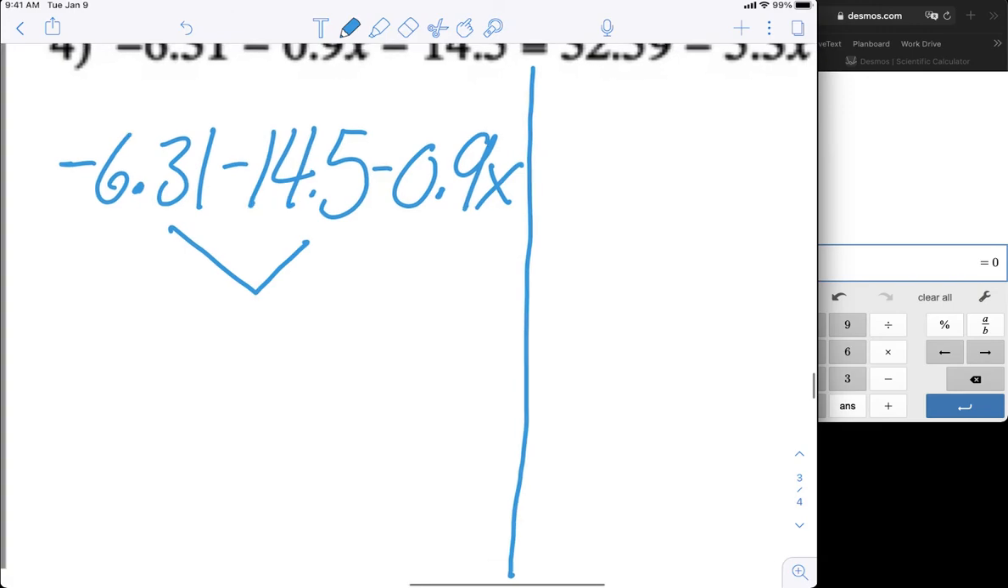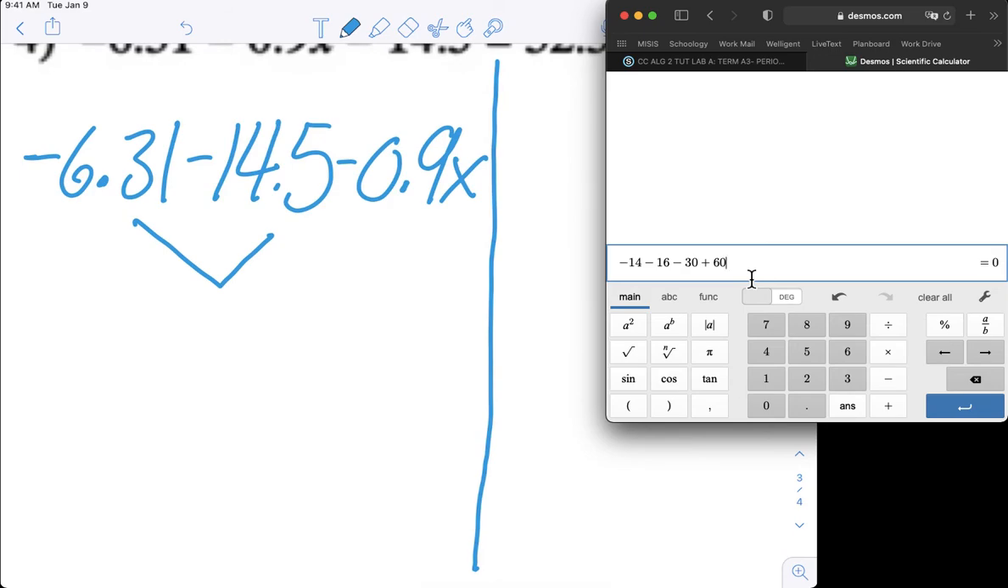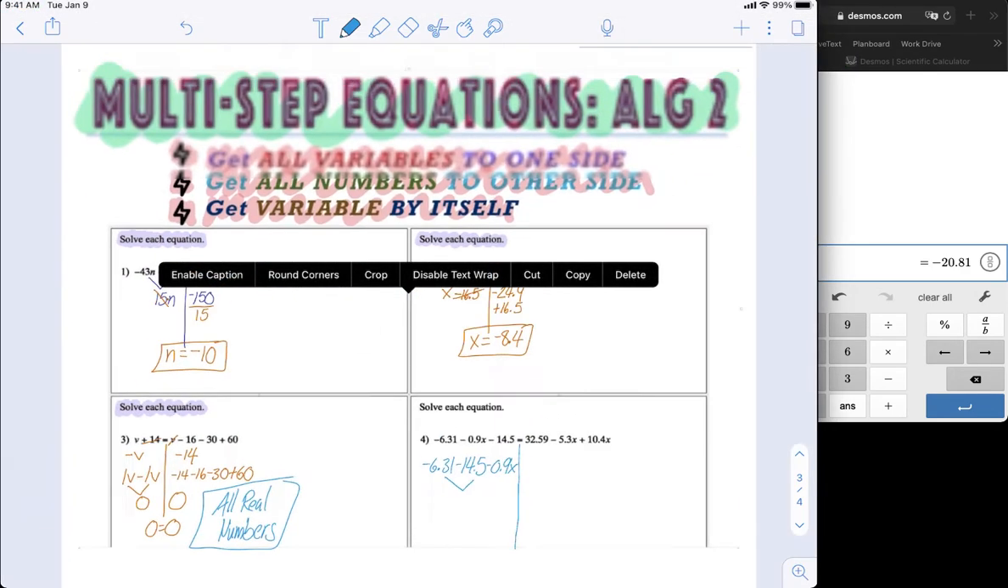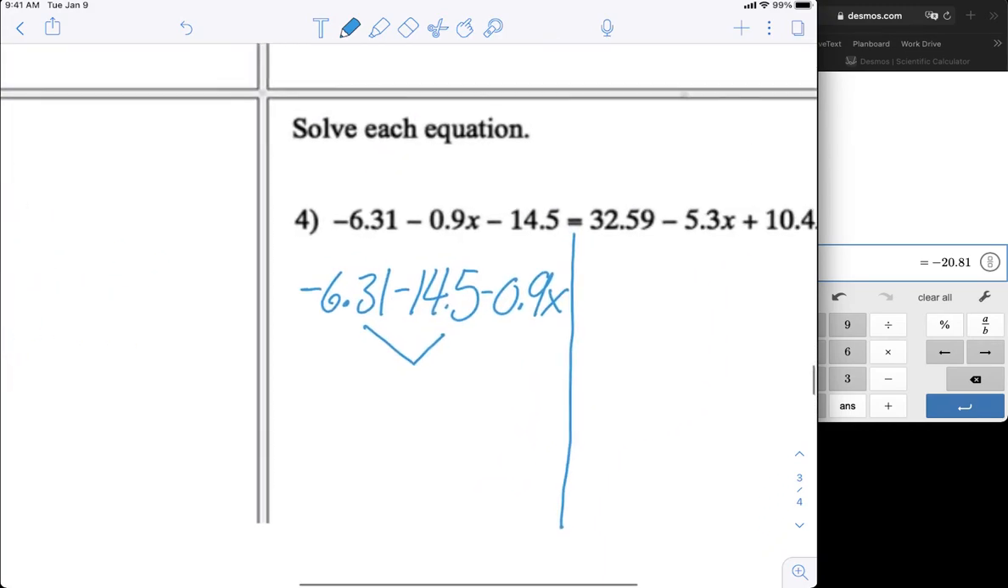So I'm going to use my tools, my calculator here. So this is negative 6.31 minus 14.5 gives us negative 20.81. Okay. Negative 20.81.